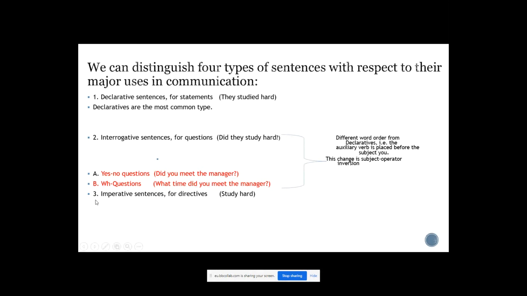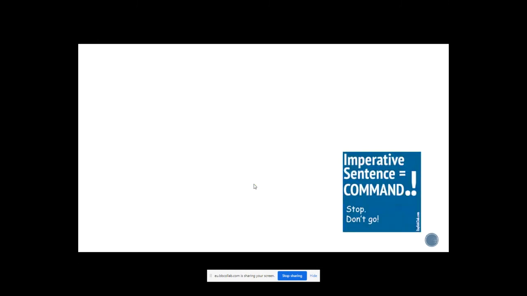Clear? Then we have the third type of sentences called imperatives, which is used for directives or for commands or requests. Study hard, for example. Leave the room. Of course, don't do unless we finish. Number four, exclamatives, which is used for exclamations. For example, how hard they studied. Okay, how hard they studied.